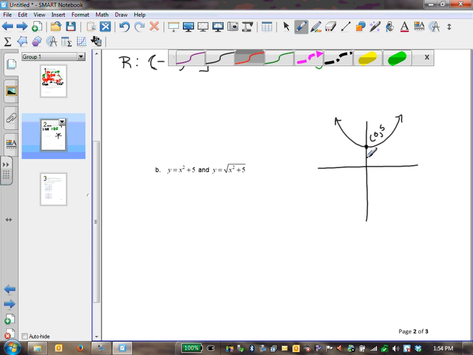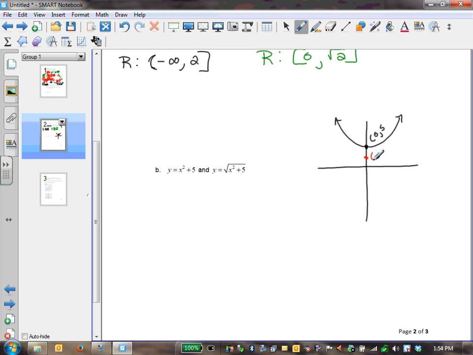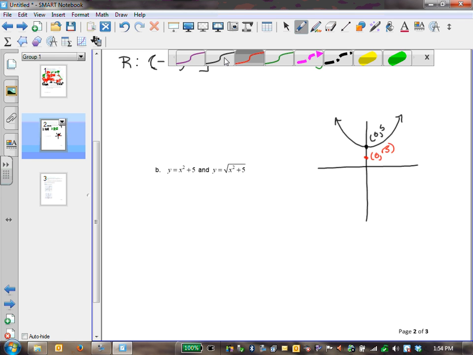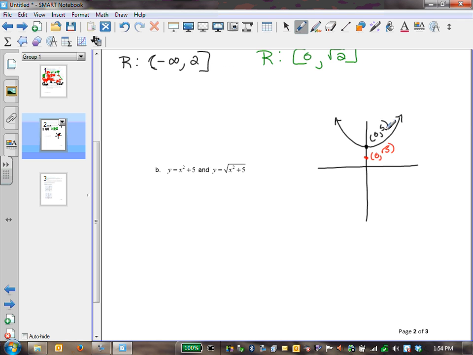I didn't even close my graph there. 2.2. So 0 and root 5. Now, here's the thing. What's this graph going to look like in relation to this graph? Is the red graph, the radical graph, going to be skinnier, or is it going to be wider? How would you figure that out? You have the tools in your noggin there. You could do it, but how would you do it?